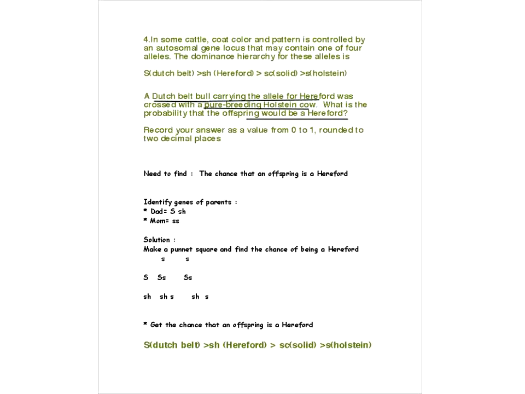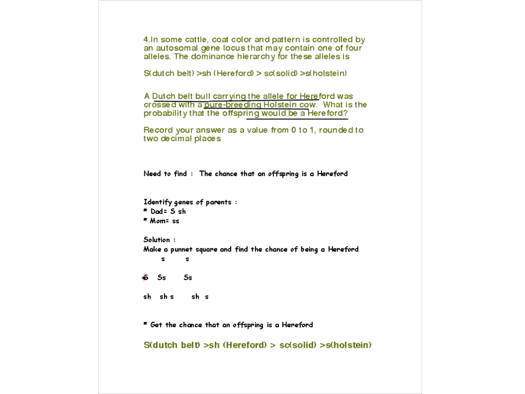And then it says, record your answer as a value from 0 to 1. So this time we want an actual decimal as our answer. Okay, well let's look at what the parents' genes are. We see that the dad is a Dutch belt bull carrying the allele for Hereford. So Dutch belt, capital S. He's got the allele for Hereford, so he's also got S H. So the dad is capital S, S H. The mom is a pure breeding Holstein, so she's going to have 2 little s's. Okay, so that's how the Punnett square is set up.